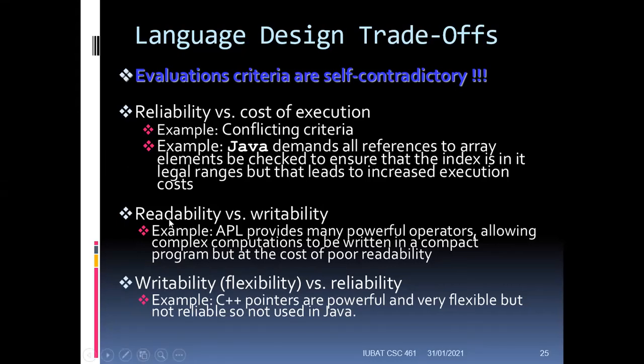Then another example: readability versus writability. Writability means it will be easier to write. Think about Python. It's easier to write, but understanding the code that was written is a little bit difficult because there is a lot of abstraction to it. So in the C programming language, let me show you an example.